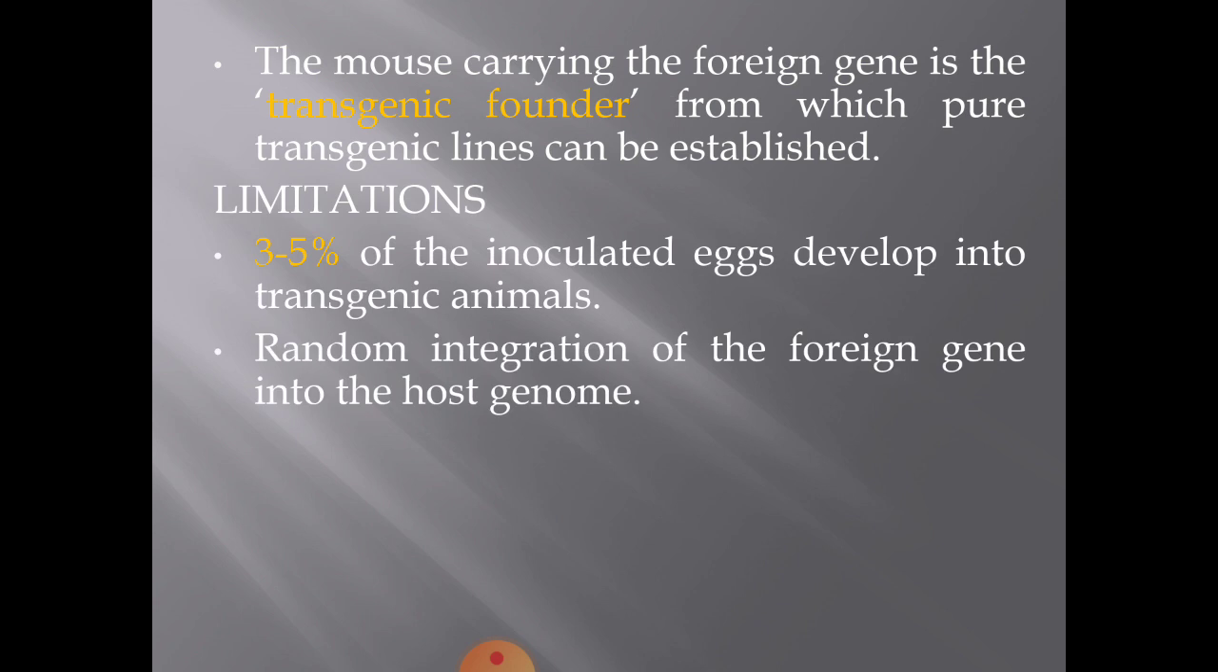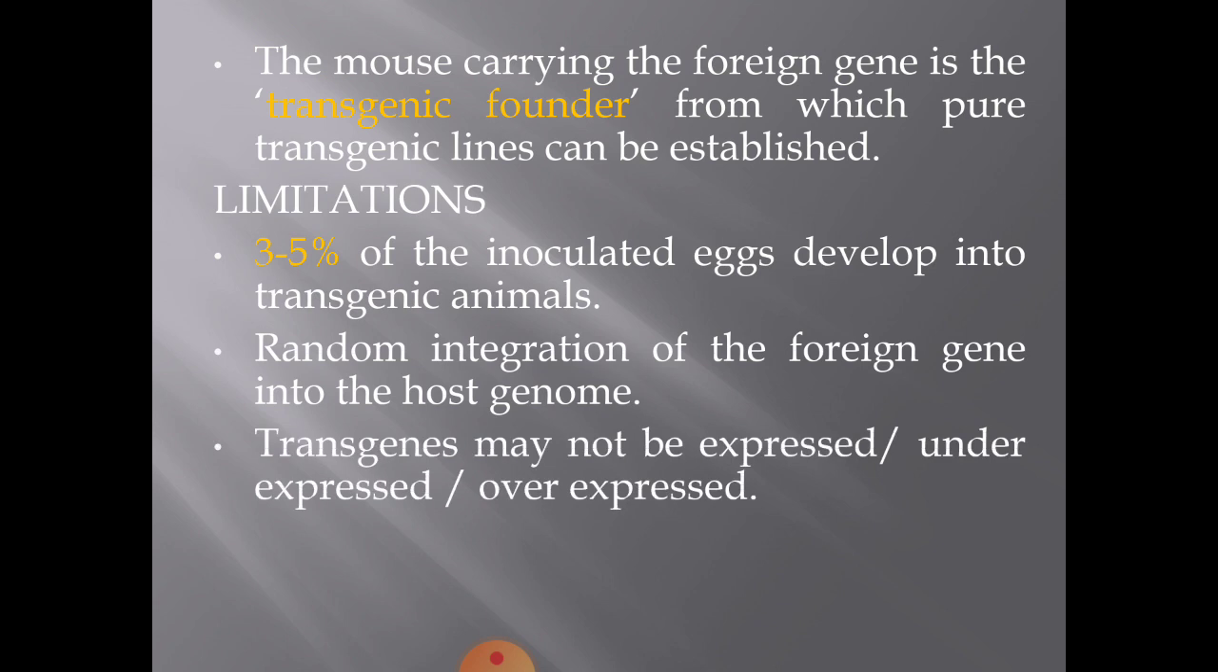Then random integration of foreign gene into the host genome. That means the gene of your choice may not go and sit in the place where you want it to sit. Okay. So it may go anywhere and simply get incorporated into the genome. It has its own drawbacks. Then these transgenes, since they go and sit in odd positions, they may not be expressed, they may be underexpressed, or they may be overexpressed. Okay?